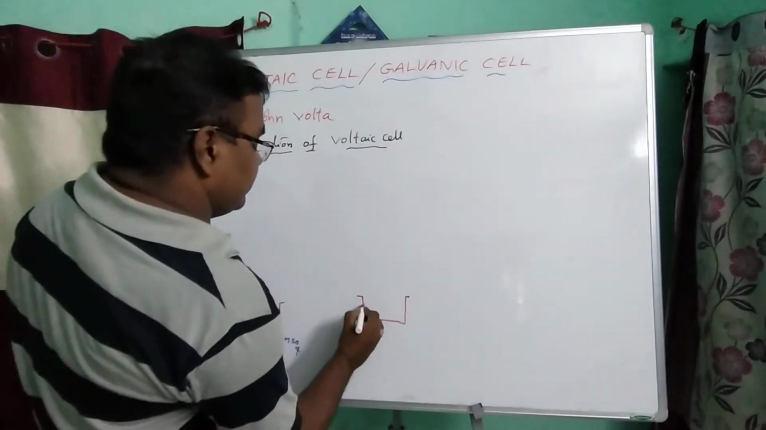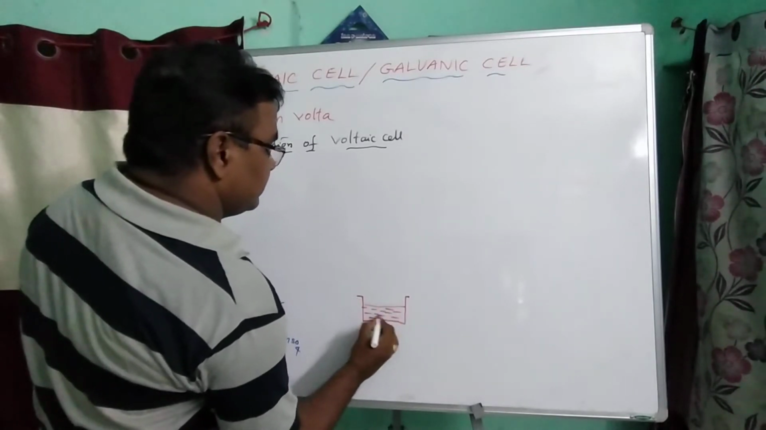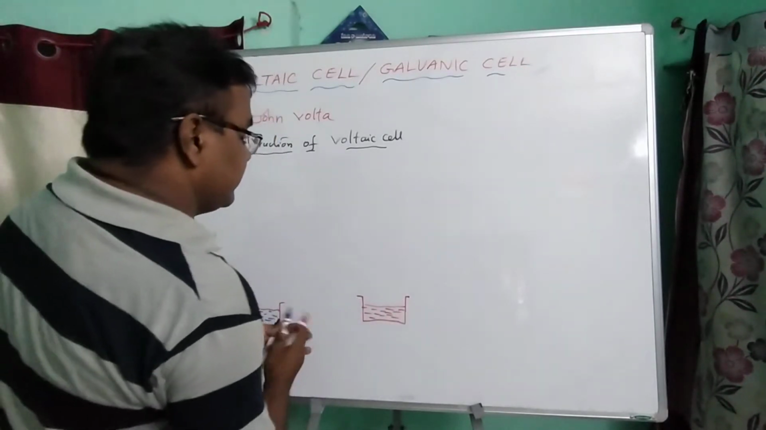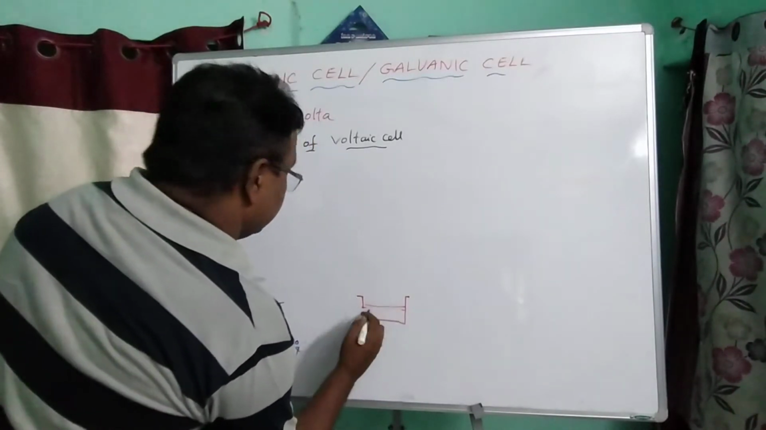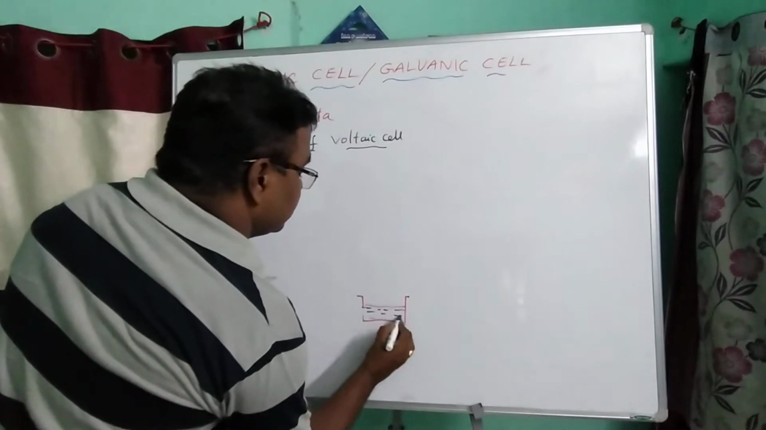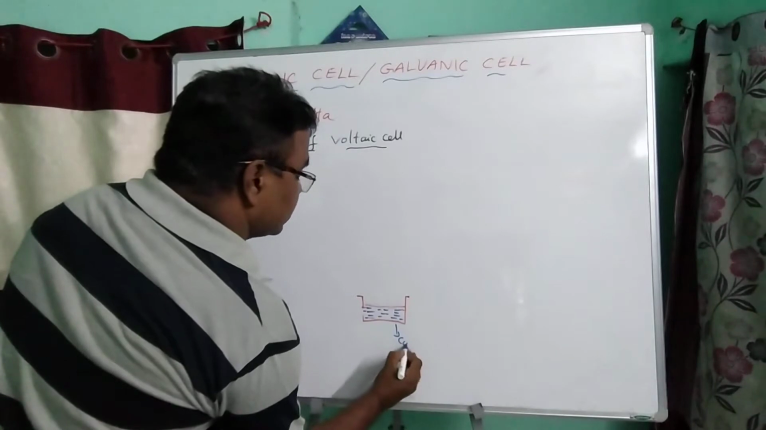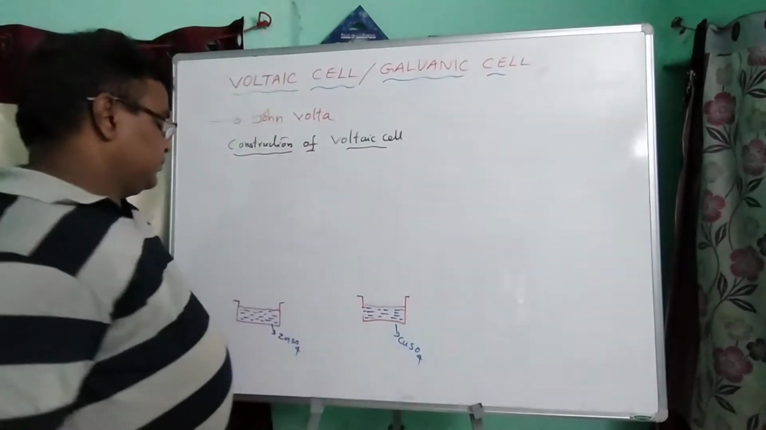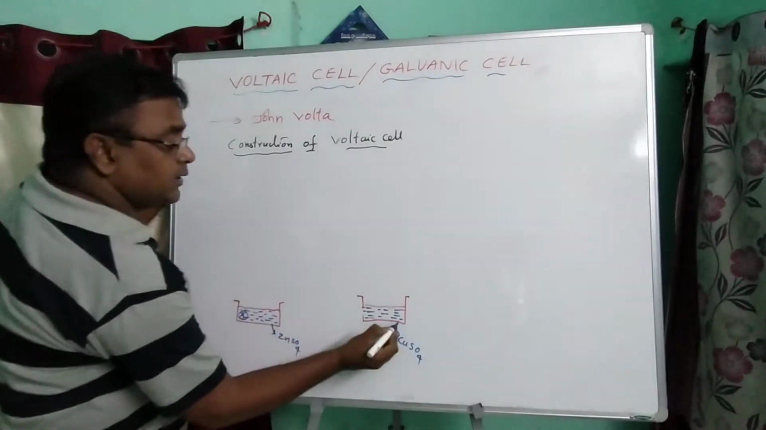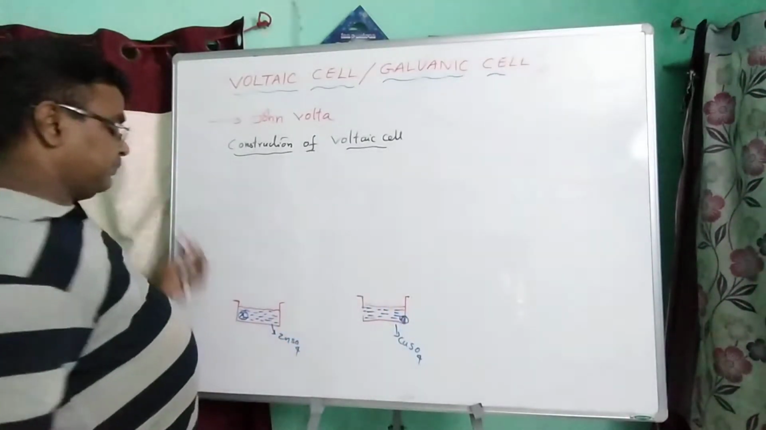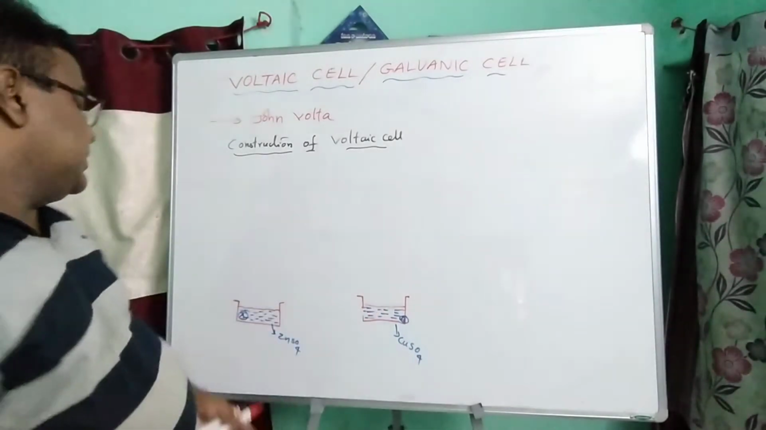And the second glass tub is filled with copper sulfate solution. Now, for example, this vessel is taken as A and this vessel is taken as B. So in the first vessel we take zinc sulfate, and in the second vessel we take copper sulfate.